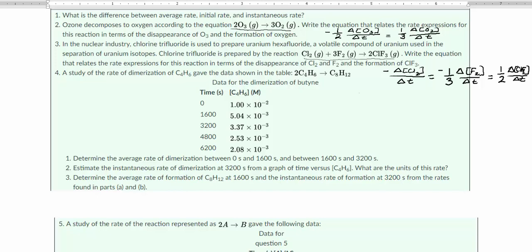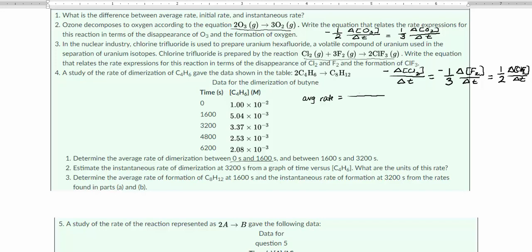Number 4, a study of the rate of dimerization of C4H6 gave the data shown. So we're asked to determine the average rate of dimerization. Now the average rate means we're going to take 2 points and analyze them. Here we're looking between 0 and 1600. So we need the average rate.